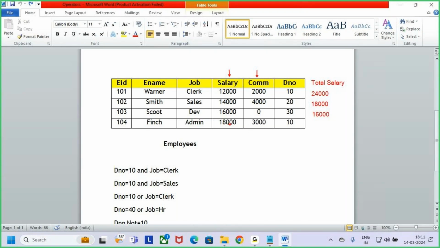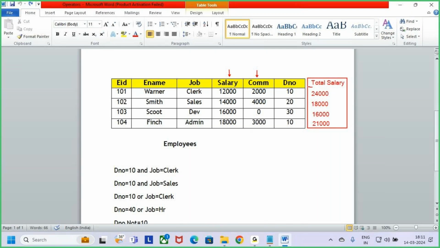Now, what is the salary he is getting? 18,000. What is the commission he is getting? 3,000. So what's the total salary the employee is getting here now? 21,000 is the total salary the employee is getting. So here, what I'm finding is the total salary of the employee.